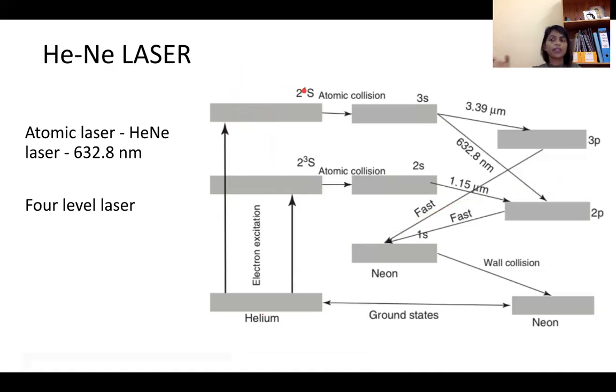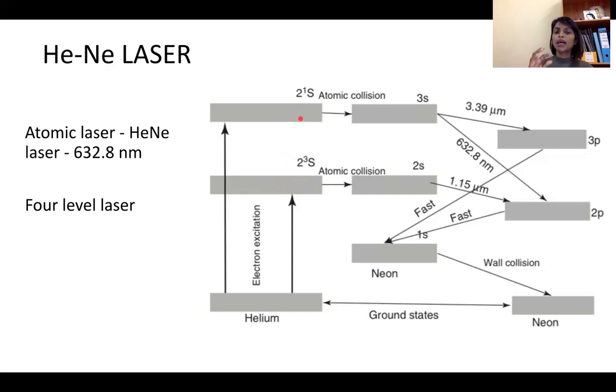Various atoms have various numbers of metastable states, but helium basically has two metastable states: the 2 1S and the 2 3S. Then the excited electrons drop back to these metastable levels and start accumulating there. These electrons are now accumulated in the 2 1S and 2 3S states; this one is a singlet, and this one is a triplet state.